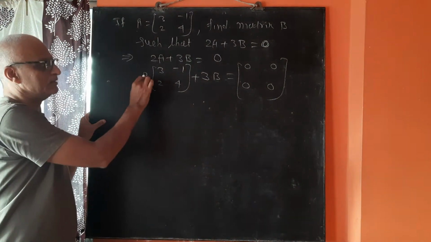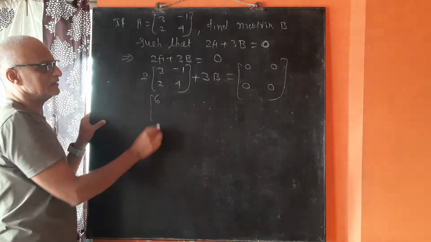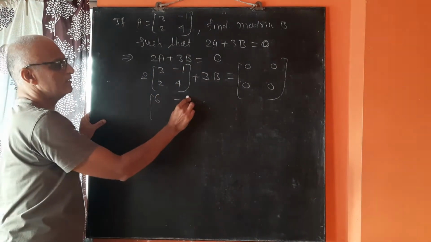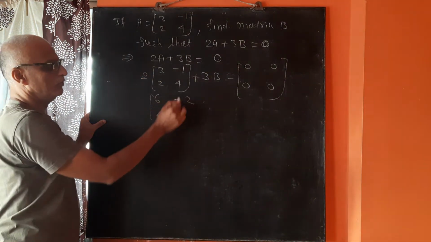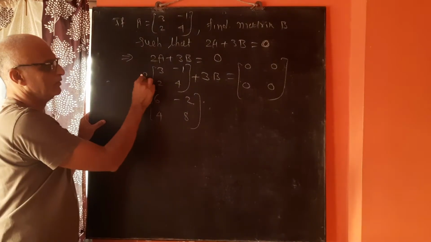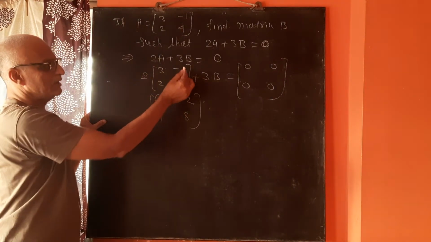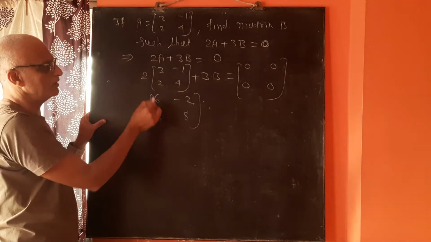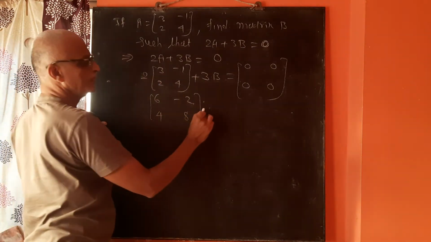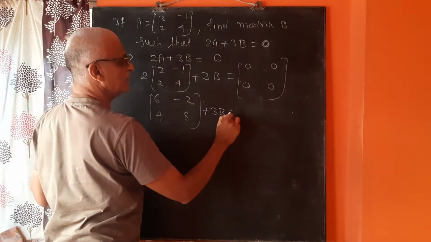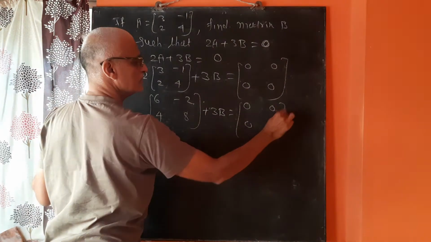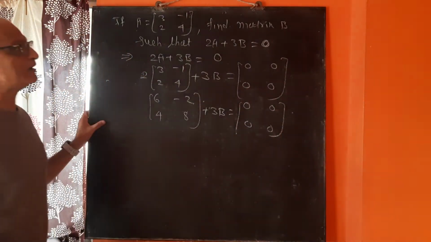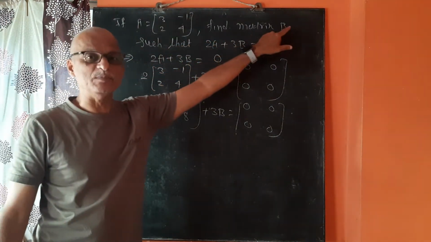Now multiply this. 2 into 3, 6. 2 into minus 1, minus 2. 2 into 2, 4. 2 into 4, 8. Plus 3B equals the 0 matrix, which means 0, 0, 0, 0. We have to find out the matrix B.